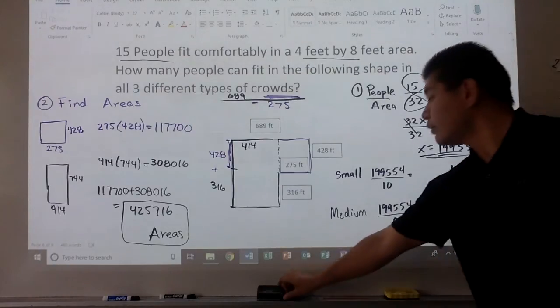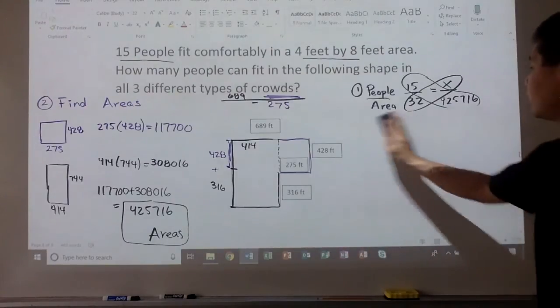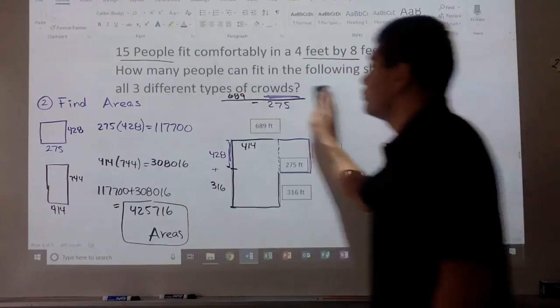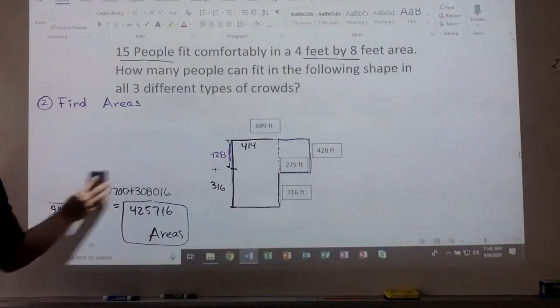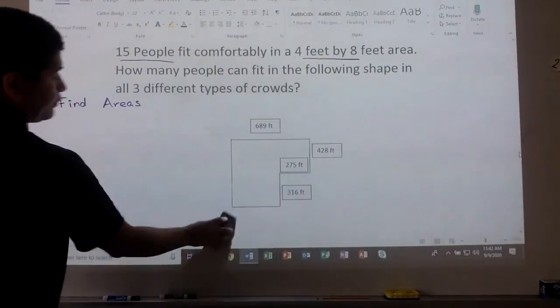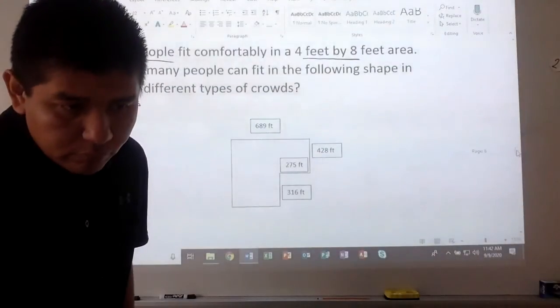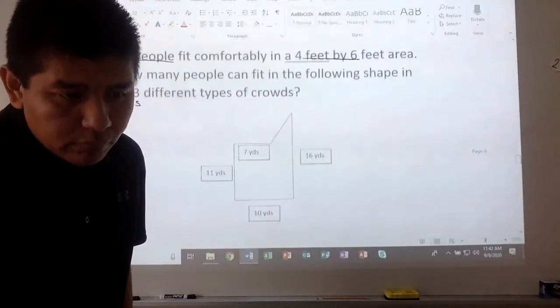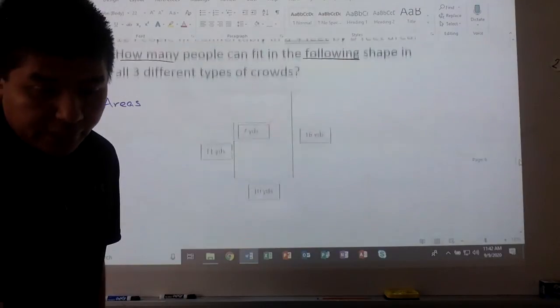Next shape. I'm gonna keep that just because I know I'm gonna need it. I said you were not in class, so I'm not gonna do all of them. I'm gonna do a different one, and then this will be the last one.